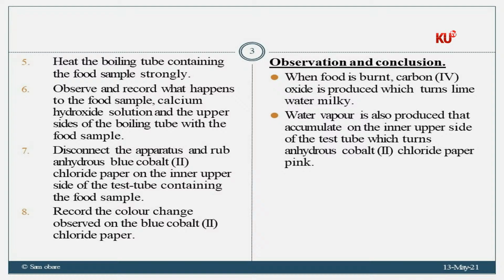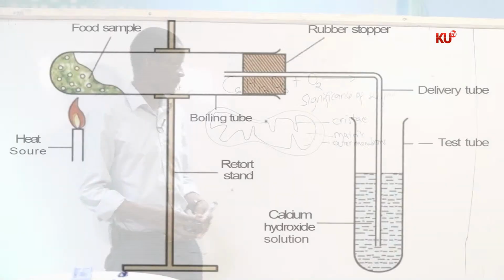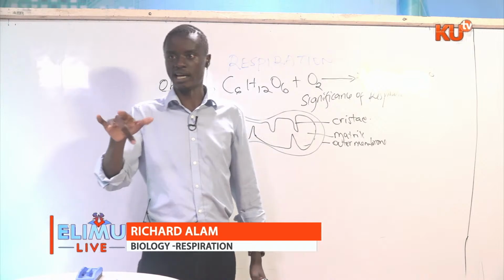Carbon dioxide reacts with calcium hydroxide to form a white precipitate. At the same time, as a result of respiration, water is also produced. Now, water vapor produced accumulates on the inner upper side of the test tube, which turns anhydrous cobalt-2 chloride paper pink.